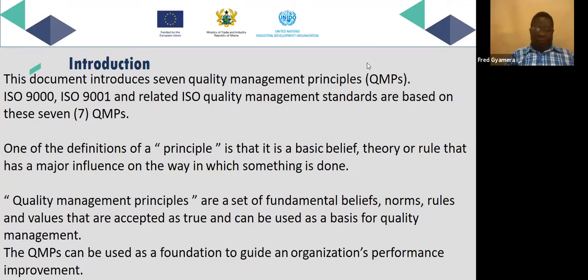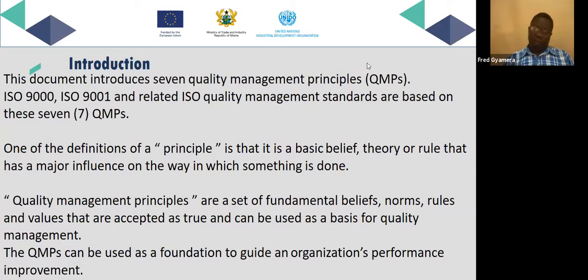So the definition of a principle is that it is the basic belief, the theory or the rule that has major influence on the way in which something is done. It's a principle. So quality management principles are a set of fundamental beliefs, norms, rules, and values that are accepted as true and can be used as the basis for quality management. Quality management: quality fit for purpose. Management: plan, direct, control, so that you'll be able to achieve your desired targets or objectives.